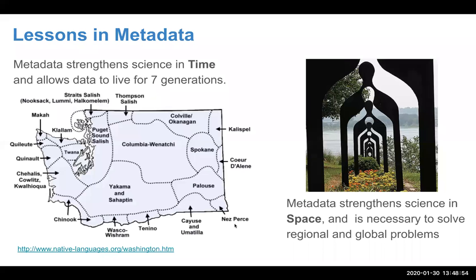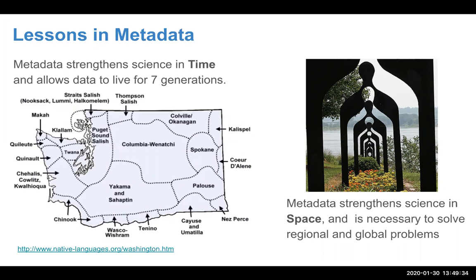So the lessons that I learned as a novice to this cyberinfrastructure approach were that metadata strengthens science in time, and can basically allow data to live indefinitely. Tribes are always thinking of how what we do today will affect seven generations from now. And I think metadata creates that continuity between generations, and also continuity between agencies, coworkers, and collaborators. So metadata, in a sense, can create community.